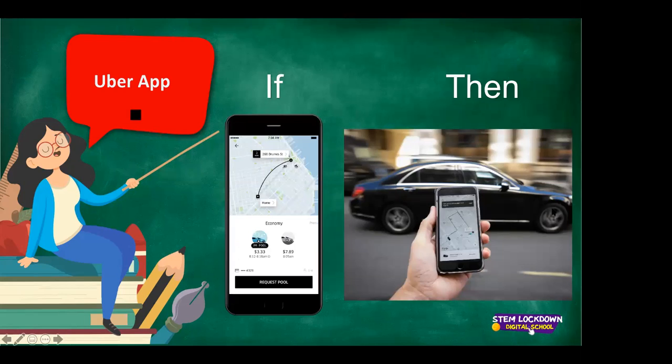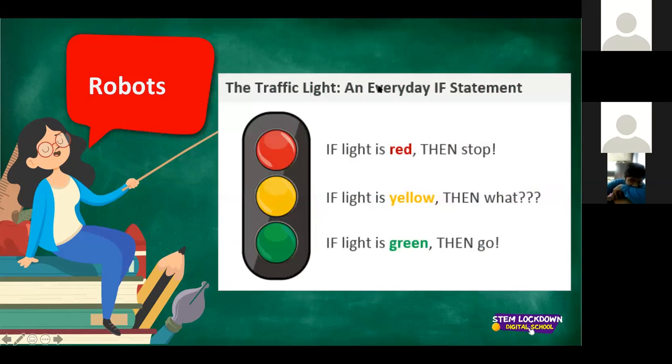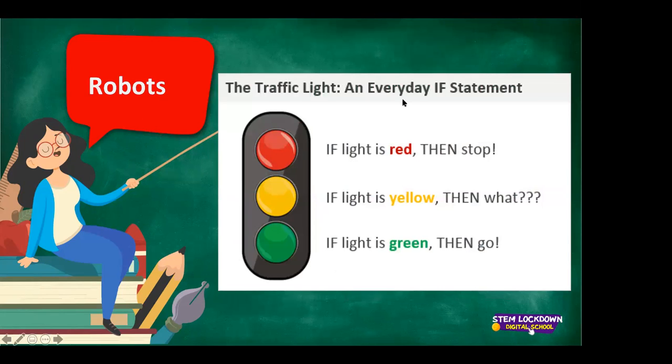I also made an example of an Uber app, right? That if you request a ride, then your ride will come. Same applies with your traffic light. If it's red, then you stop. If it's yellow, what do you do? I don't know. I do something different. What do you do? Then if it's green, then you go, right?